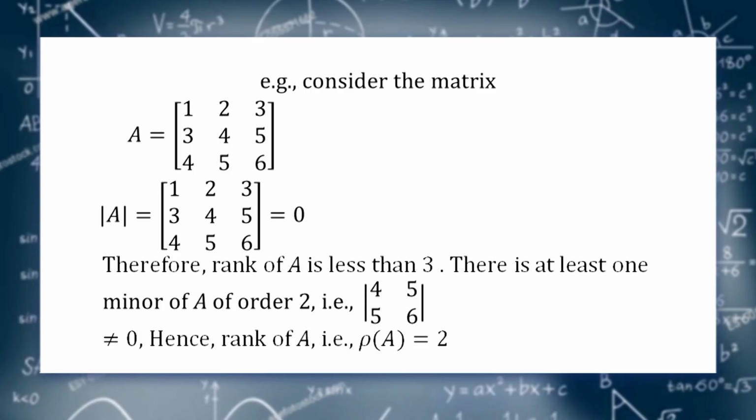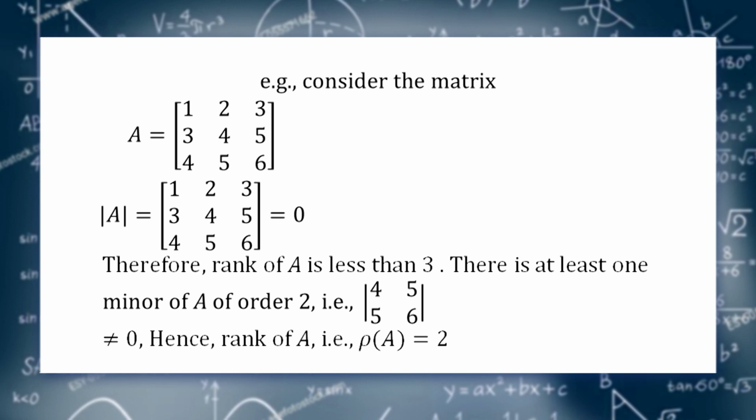Let us consider a matrix. Suppose we have a matrix of order 3 by 3. The first row elements are 1, 2 and 3. The second row elements are 3, 4 and 5, and the last row of the matrix is 4, 5 and 6. Now, if you find the determinant of this matrix, then we will get 0. Therefore, rank of matrix A is less than 3.